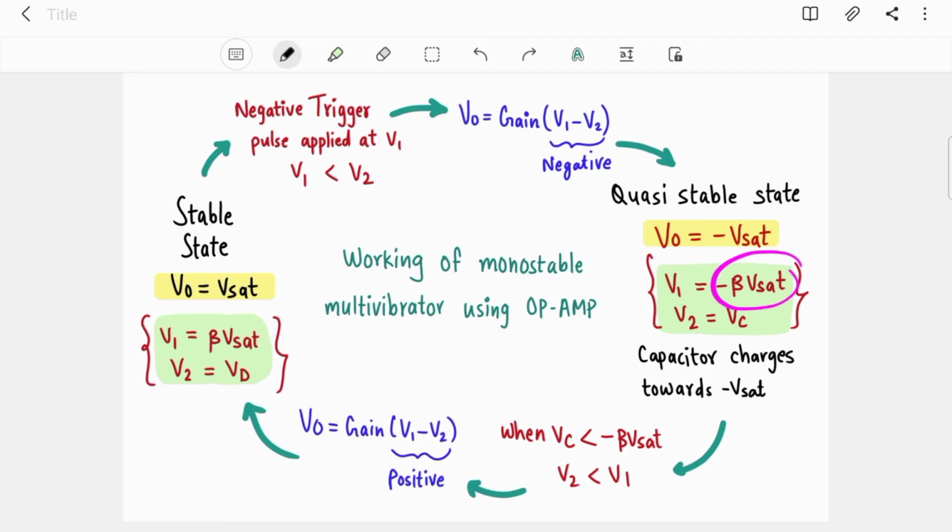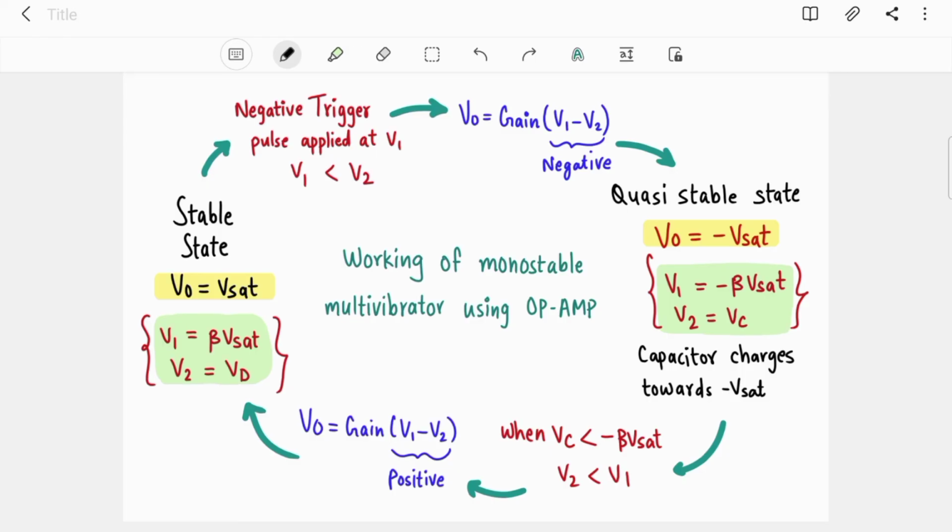Now the value of V1 is minus beta Vsat and the capacitor is charging towards minus Vsat because the diode is now open circuit. When Vc tries to cross minus beta Vsat, V2 will be less than V1 and this difference will turn positive again and your output will jump back to plus Vsat. Okay, so this is how the monostable multivibrator is working. It is very simple. If you pay attention and listen to this video, you will surely understand the working. Okay, so this was the working of the monostable multivibrator using Opamp.